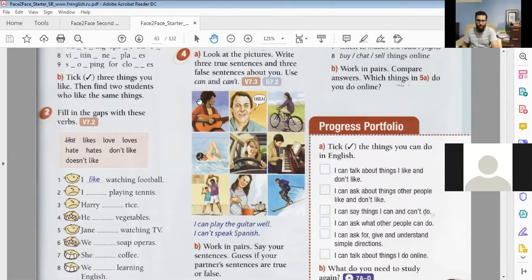Okay. So let me remind you, just a review of some of these activities. So number one, what's number one? What's this activity called? The activity in the first picture. What is this? Play the guitar. Okay. And the second one?